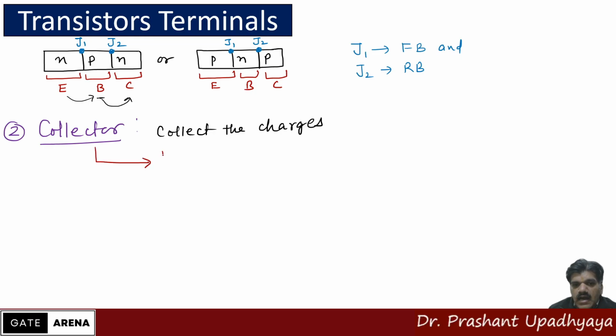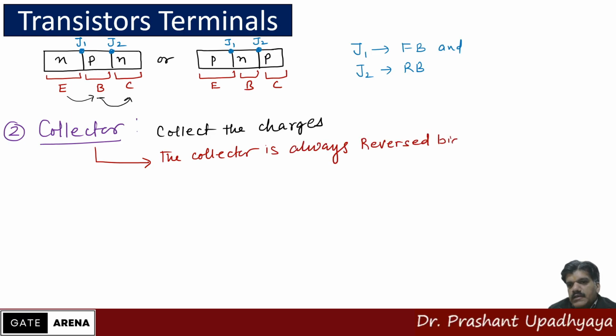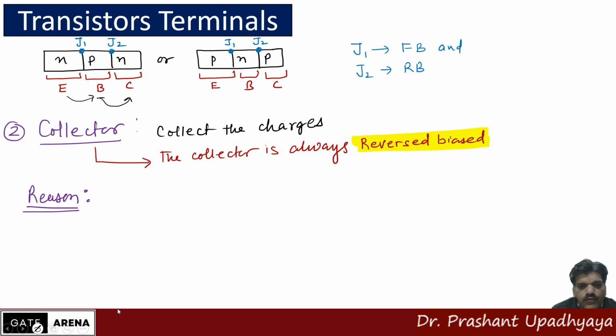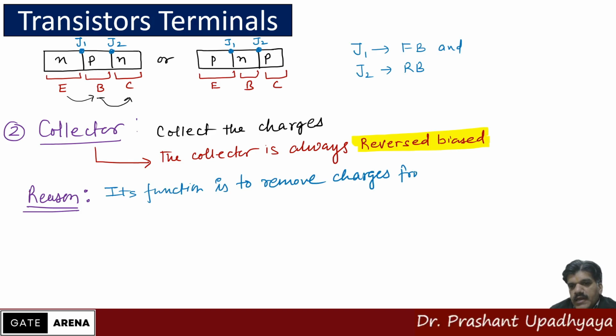And the collector is always reverse biased. I'm highlighting this, that the collector is always reverse biased. And why is it reverse biased? We have got a reason for it. The reason for the base and collector to be reverse biased is that its function is to remove charges from its junction with the base.